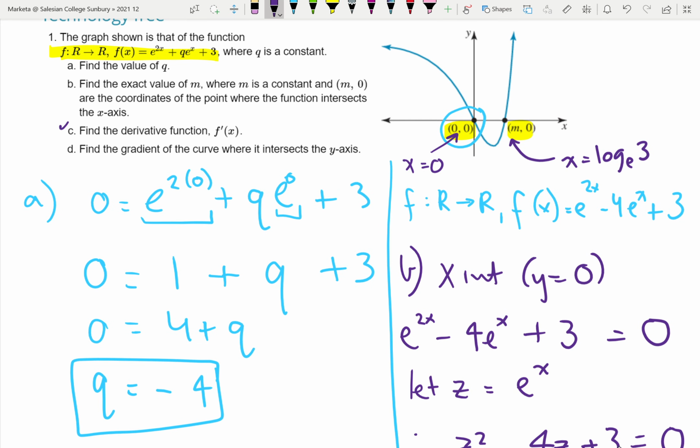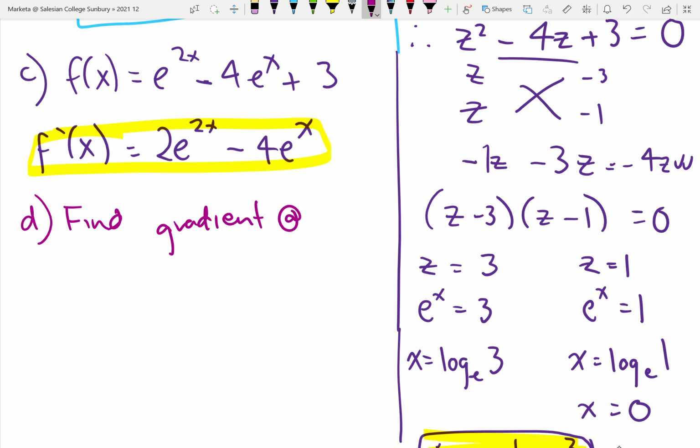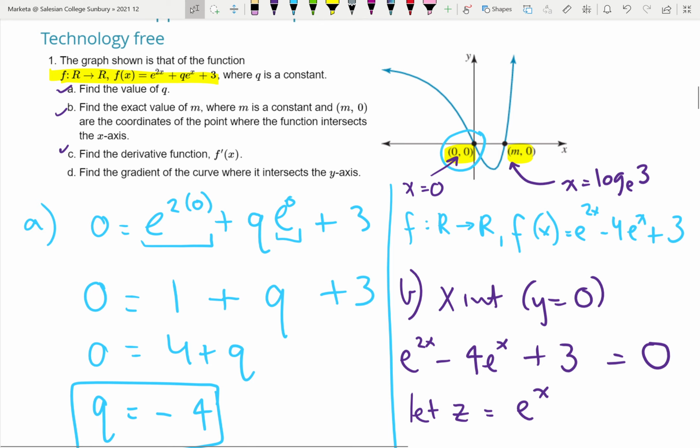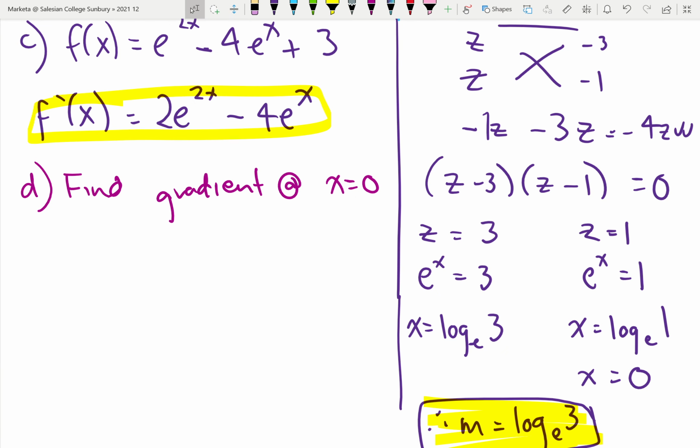And lastly, find the gradient of the curve where it intersects the y-axis. So where does it intersect the y-axis? It intersects when x equals 0, at 0, 0. So find the gradient at x equals 0. It's the point 0, 0, but when we're finding the gradient, we've got a gradient function. We need to sub in the x value of the point, not the y value. The y value does not have any relevance to finding the gradient. The y value is from the y graph. The gradient is given by the gradient function.